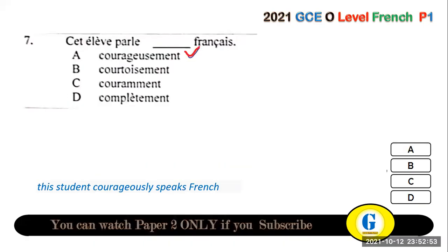Number 7. Cet élève parle blah blah blah français. Cet élève, let us look at the alternatives here. So this student courageously speaks French. So we are going to use courageusement. Cet élève parle courageusement français. And look at the spelling. Speaks French courageously, or courageously speaks French. Those are the alternatives that we have here. So the key is A.